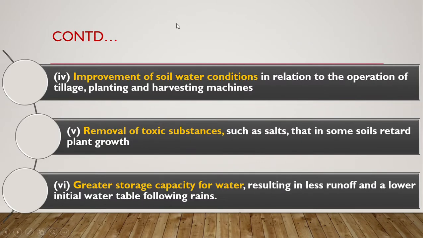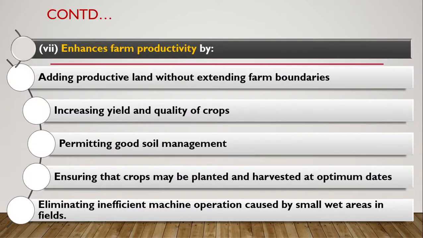Next is improvement of the soil water condition. Of course, due to drainage, the soil water conditions will improve, and it will remove toxic substances such as salts that in some soils retard plant growth. So a certain amount of drainage water can remove certain kinds of toxic salts. And there is greater storage capacity for water. If we are giving irrigation or rainfall is there, the soil can store that water because some amount of soil is free from water. So that is another benefit.